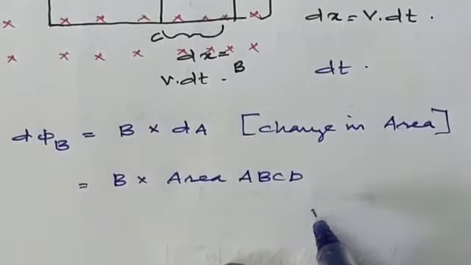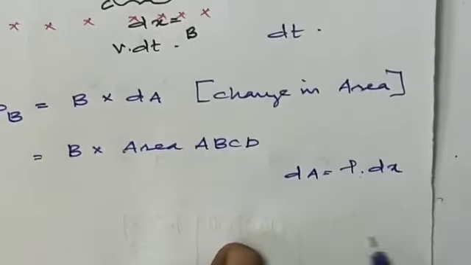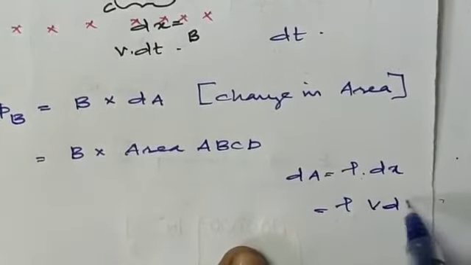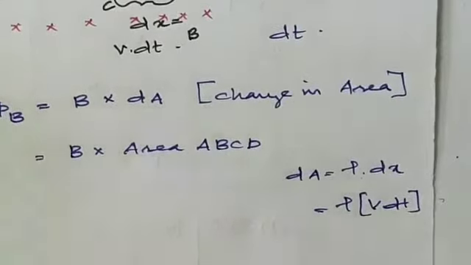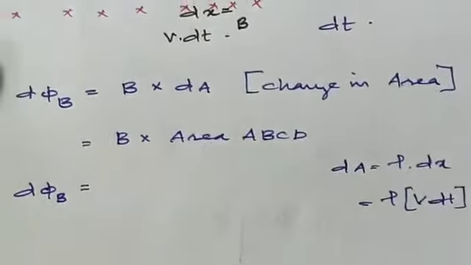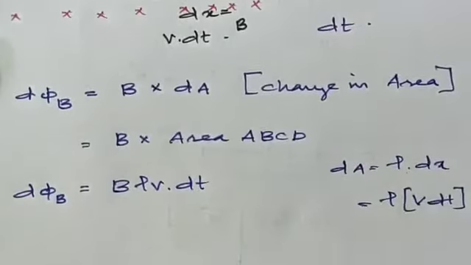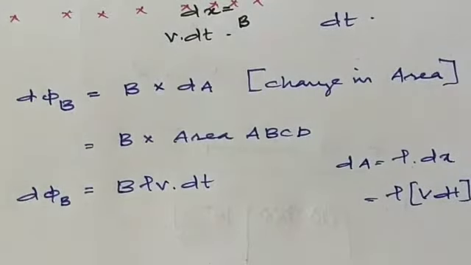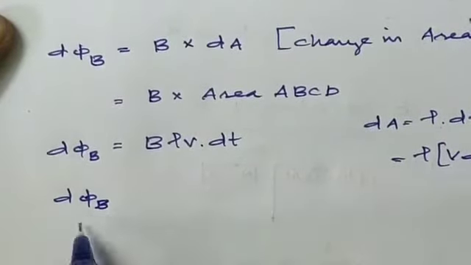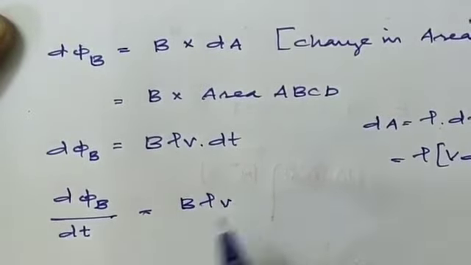As far as the length is concerned, the change in area dA we can write as L dot dx. Already we know dx is v dot dt. Substituting the value, finally we get the change in magnetic flux dΦ equal to B L v dot dt. Rearranging the equation, dΦ by dt, the change in magnetic flux with time, is BLv.